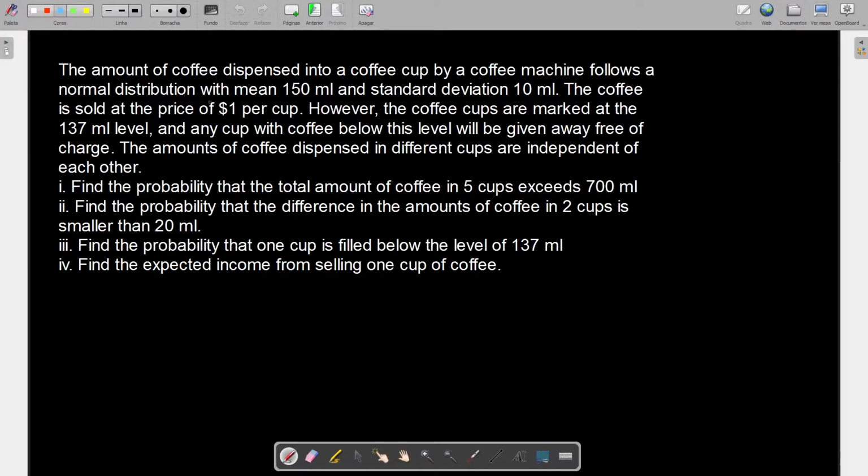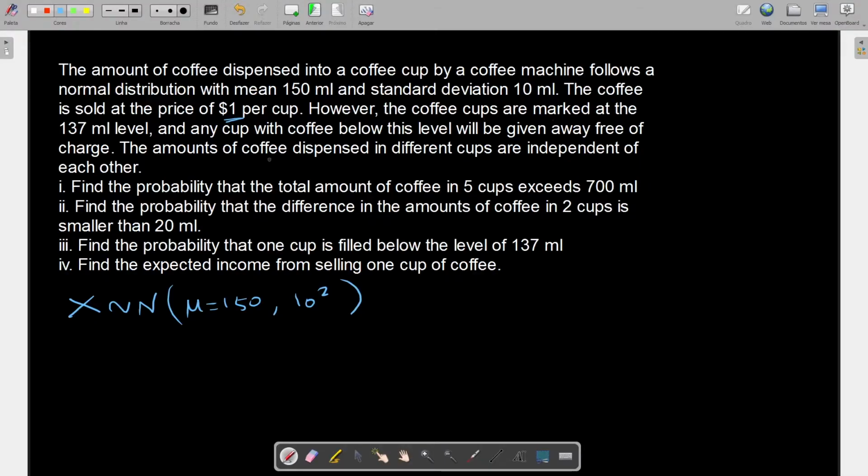So let's begin. We are told that the total amount of coffee dispensed into a coffee cup by a coffee machine follows a normal distribution. So the first thing that you need to do is, X follows a normal distribution with a mean equal to 150 and a standard deviation of 10. So this is what you do. Remember, this is 10 squared, because in the default format, what you write here is the variance, not the standard deviation. So remember that. And we are also told that the coffee is sold at the price of 1 per cup. So for now, let's leave it at that.